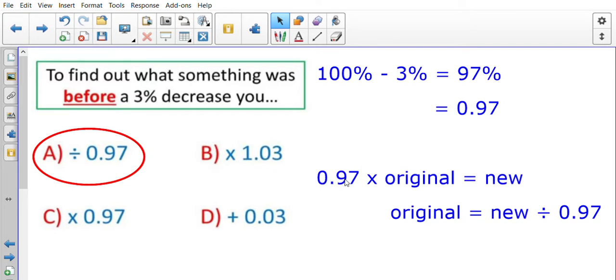We want to know how to get to the original amount. Therefore, we must divide each side by 0.97. That, of course, would get rid of it on this side. And doing whatever you do to one side, you must do to the other to keep it balanced. Therefore, the original amount is equal to the new amount divided by 0.97. And that's why your answer is A.